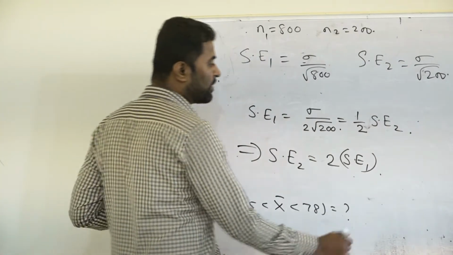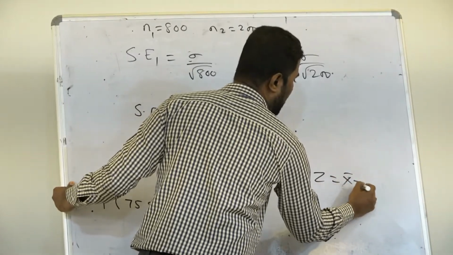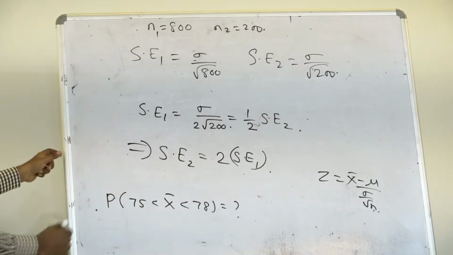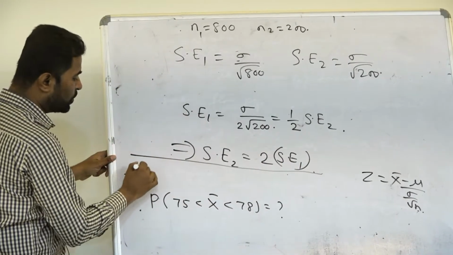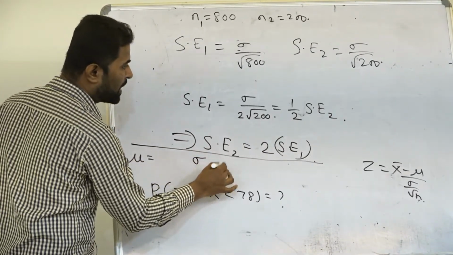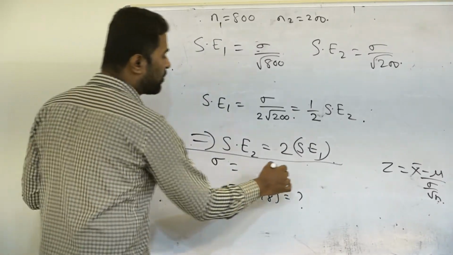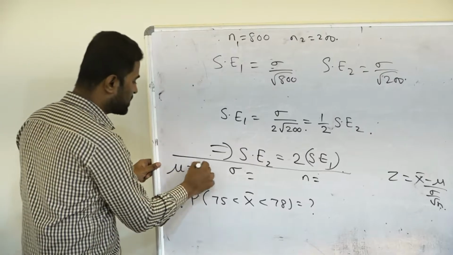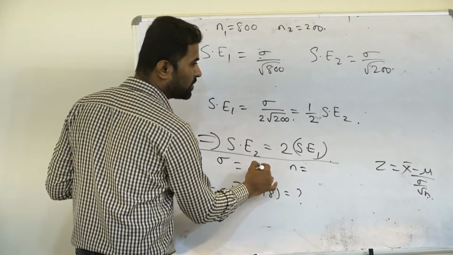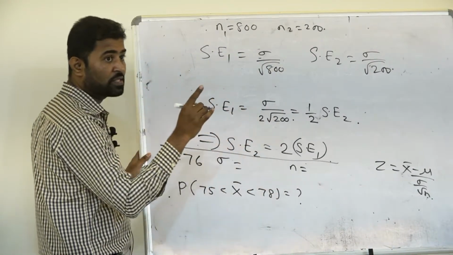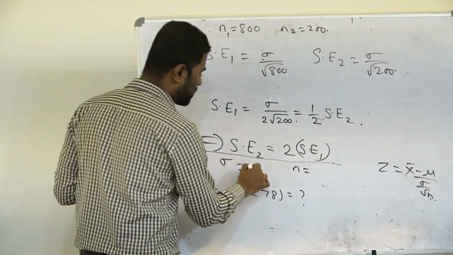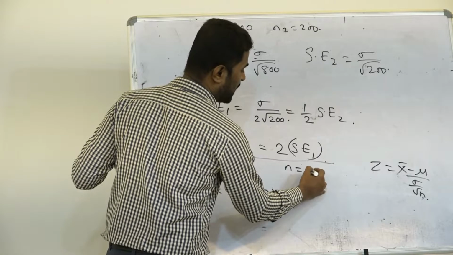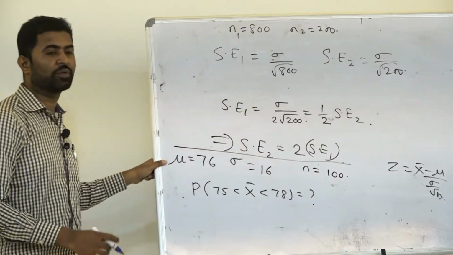For this we have to use the central limit theorem, that is z is equal to x bar minus mu by sigma by root n. So we need the values of mu, sigma and n. What is mu given? 76. Sigma square is 256, so sigma equals 16. What about n? Sample size n is equal to 100.